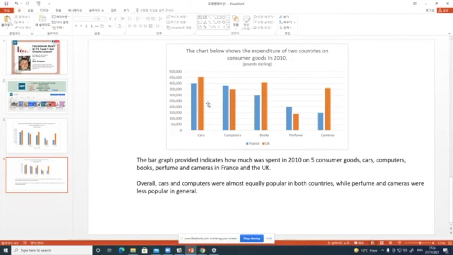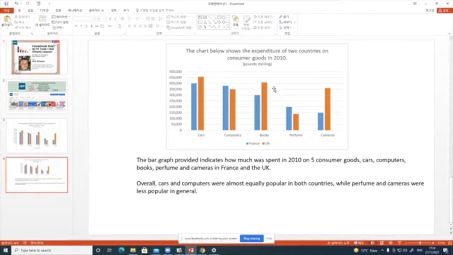But when I take a brief look at this, I see that computers and cars are quite sort of similar, and then books are slightly less popular. But then you look down here, and perfume and cameras are way less popular. So my general statement is that these are very popular, but these are less popular, just about, right? Even though cameras are quite popular in the UK, I'm going to just put that as my general statement, as an overall summary of what I see. Remember, we're not talking specifically. We can go into detail now about the different things.